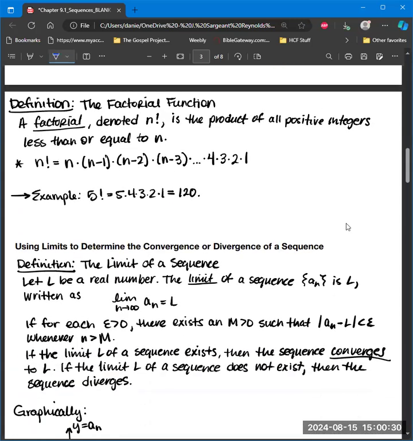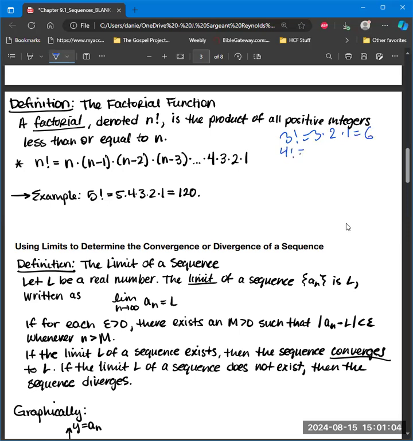So we just looked at the factorial function. The factorial function, denoted n factorial with an exclamation point, is the product of all positive integers less than or equal to n. n factorial is n times n minus 1 times n minus 2 times n minus 3, and so on. So for example, 4 factorial is 4 times 3 times 2 times 1, which would be 24. 3 factorial is 3 times 2 times 1, which is 6.